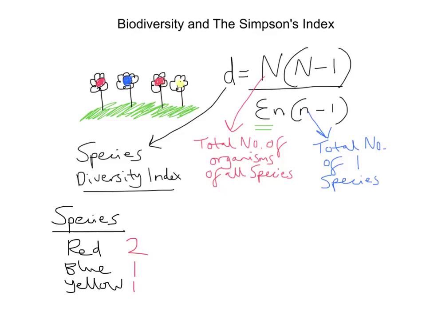And big N is the total number of organisms of all. So in total we have 4 plants. We have 2 red, 1 blue, 1 yellow. So the total number of organisms of all species is 4.